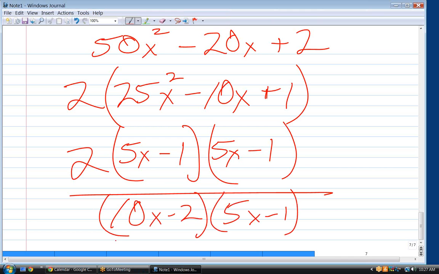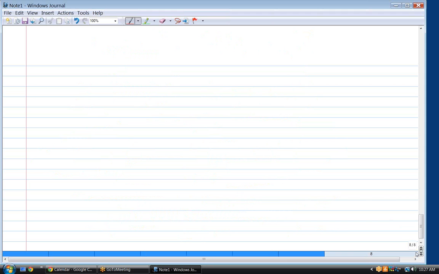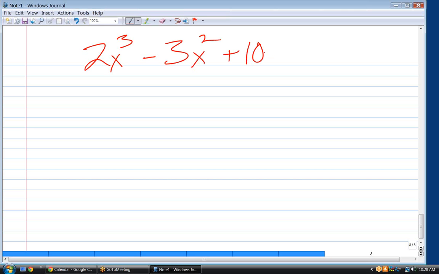I can take a 2 out. So always simplify it into its basic factors. All right. So 2x cubed minus 3x squared plus 10x plus 15. Okay.